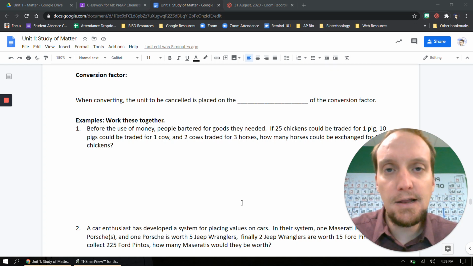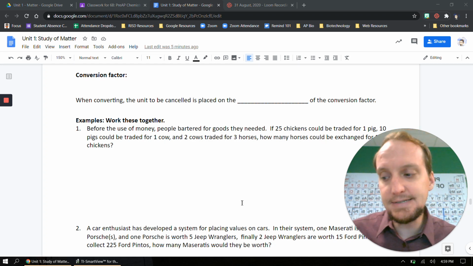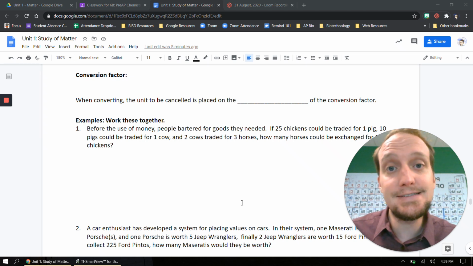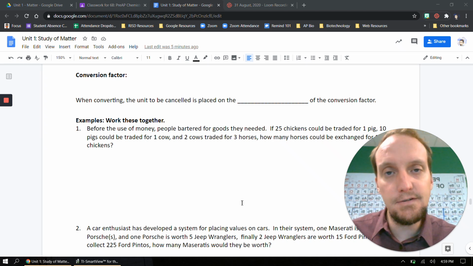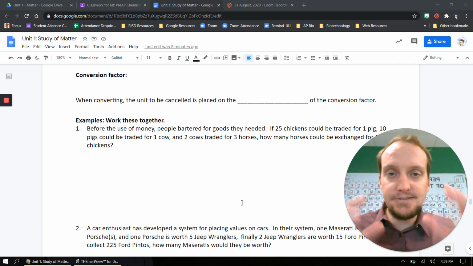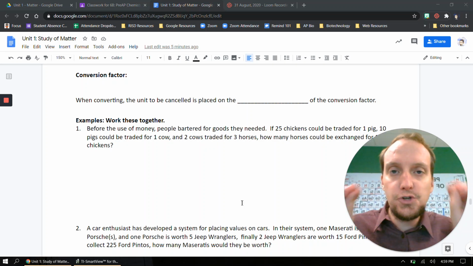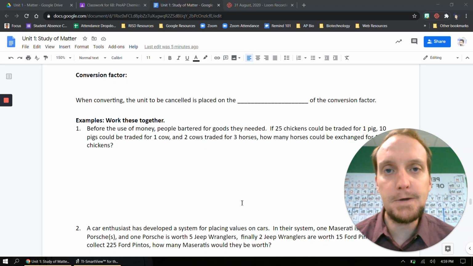I couldn't say days per month because that's a little more complicated, since those vary depending on what month you're in. But days and week, well, that's very, very consistent. It's reliable. I can convert between those two. So that's a conversion factor: something that is the same exact value but shown in two different ways with two different units.